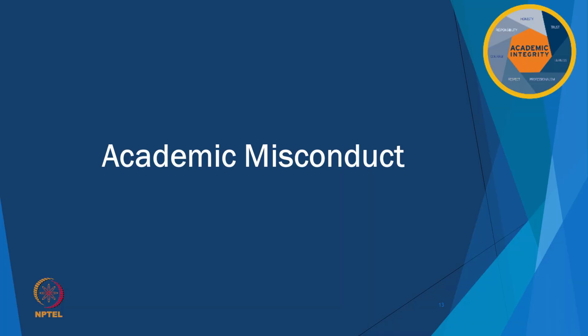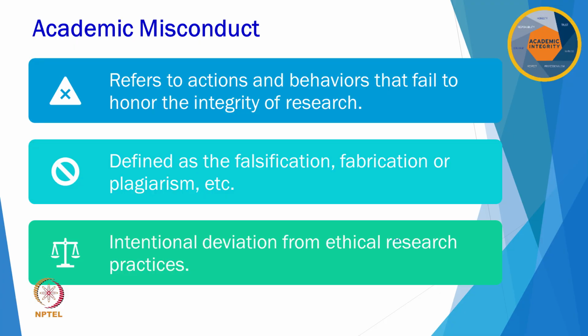Now, let's discuss academic misconduct. What is academic misconduct? Research misconduct or scientific misconduct refers to actions and behaviors by researchers that fail to honor the integrity of research. Research misconduct is defined as the falsification, fabrication, or plagiarism in conducting, planning, reporting, or reviewing the research. Simply put, research misconduct is any intentional deviation from ethical research practices.